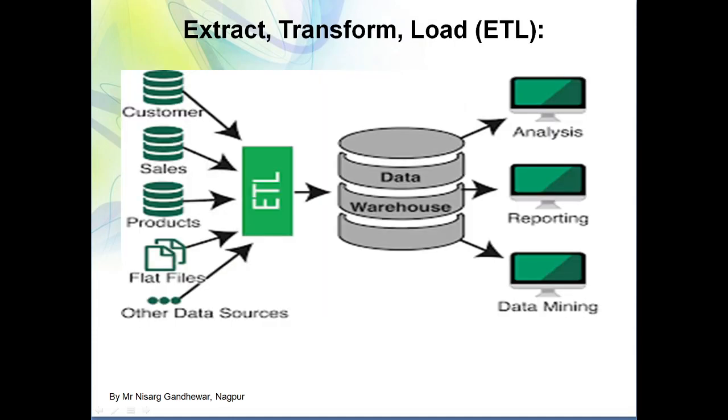First of all, this is a simple diagram which explains the process of extract, transform and load. It is a very simple process. Extraction means: here you can see multiple data sources, customer, sales, product, flat files and other data sources. There are n number of data sources that we need to consider while collecting or gathering data. Extraction means you are just extracting the data from multiple sources. This is the role of ETL, because ETL involves three things: extraction, transformation and loading of data. During the extraction you are extracting the data from multiple sources.